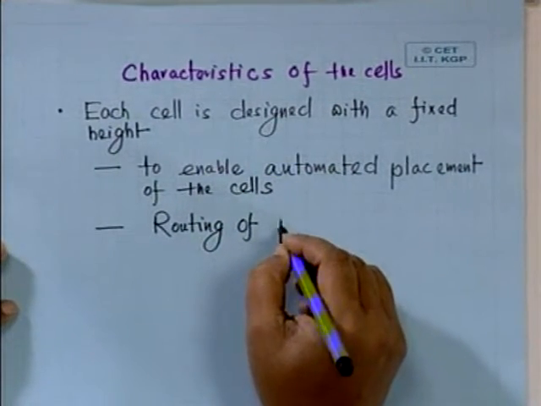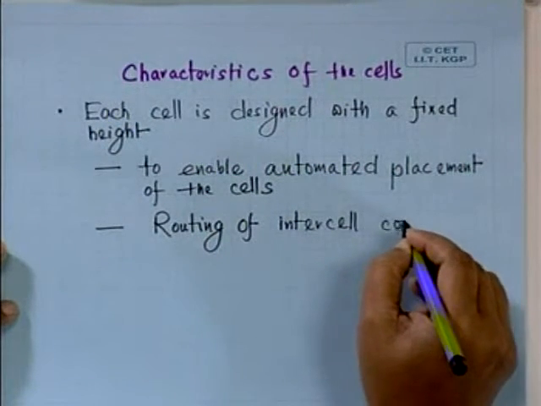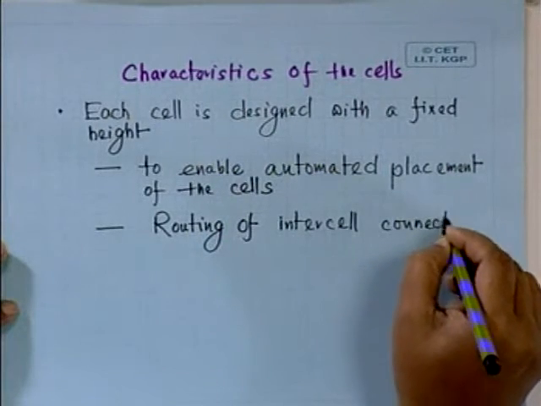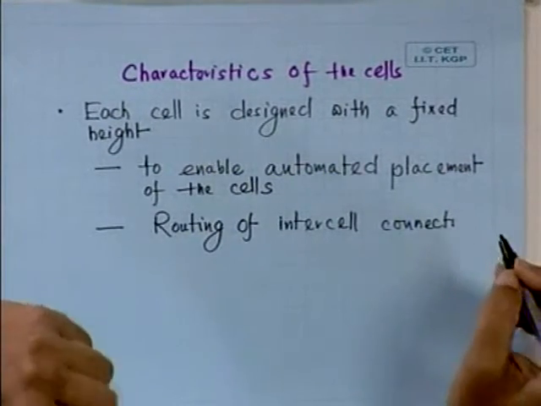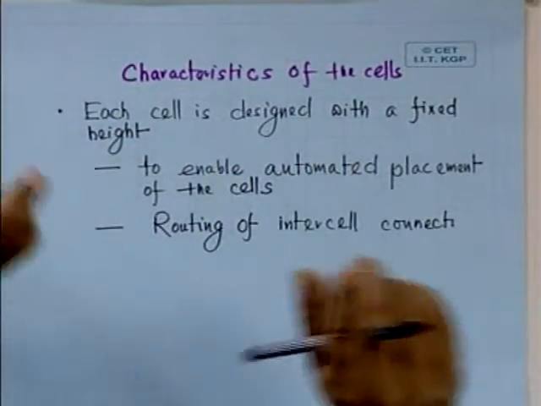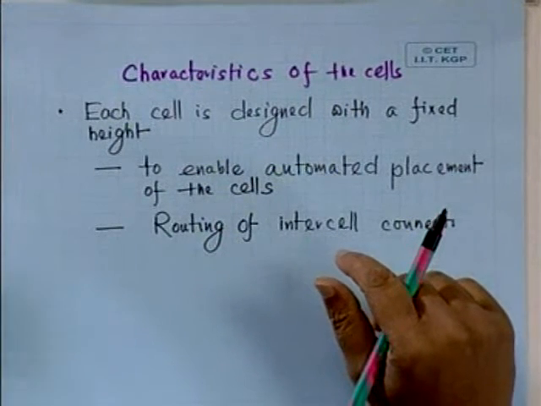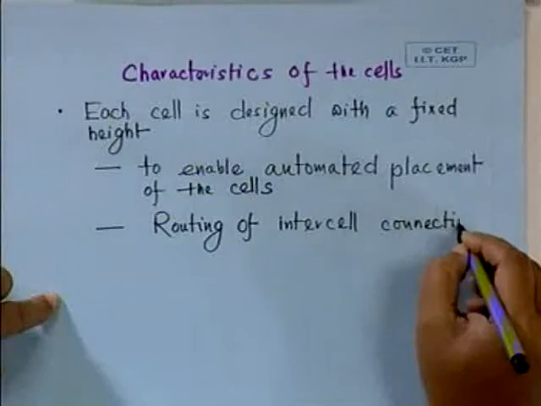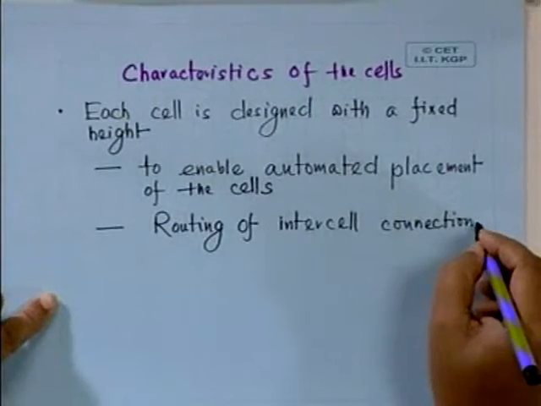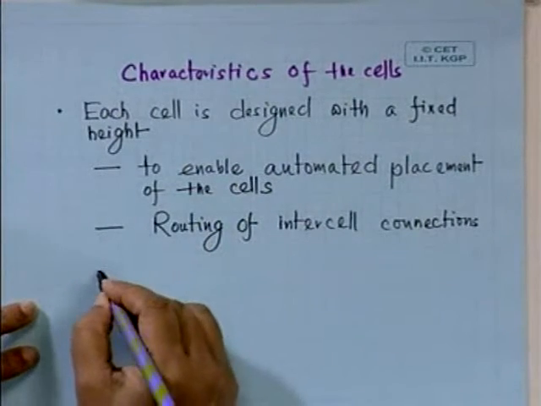And routing of inter-cell connections. Say we use the semi-custom design or standard cell based design style, then mainly we are taking the cells from our library. So the only thing the designer is doing is the interconnections. So for the routing of inter-cell connections, the height is made fixed.